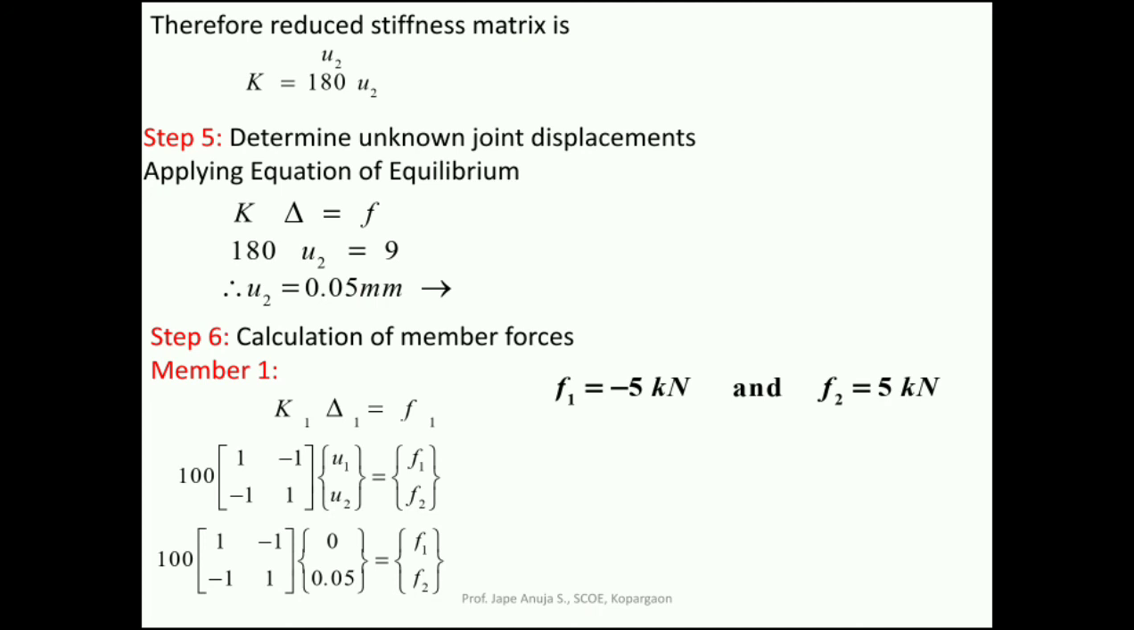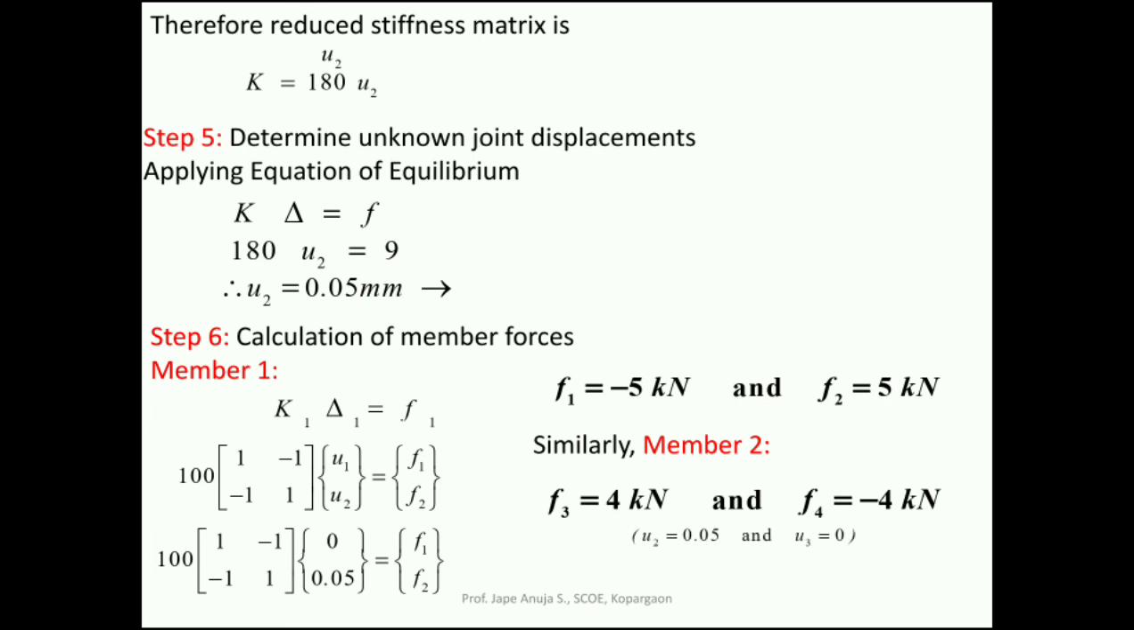Similarly, you can apply the same equation for member number 2, K2 delta 2 equal to F2. K2 is there in step number 2, delta 2. So there will be two displacements related to member number 2, that is U2, U3. Put the values of that and calculate the forces related to member number 2. You can give the names according to you, F2 and F3, or F3, F4. So those values are F3 is equal to 4 kilonewton. That means at node number 2 for the second member, or you can call it 3, 4. You can give the numbers like that.